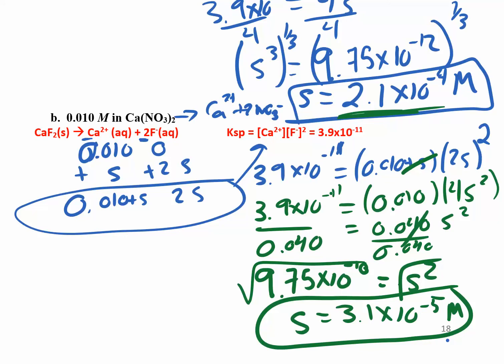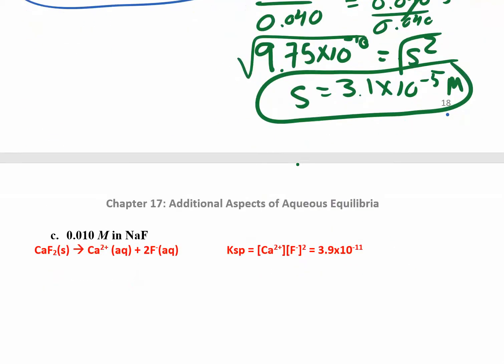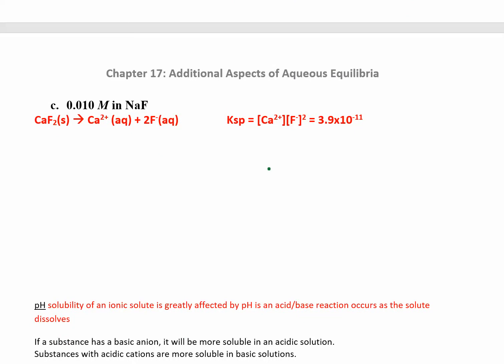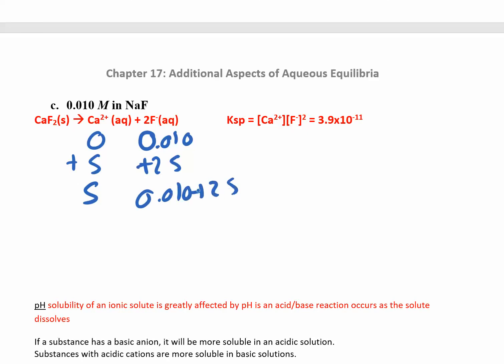Let's try one more example. Same equation, just now we have a different ion. Let's try what happens when we have sodium fluoride in there. So now we have an initial fluoride concentration. We're going to start here with 0.010. We don't have any calcium. We're going to add some calcium and some fluoride ions. So at equilibrium we have S and 0.010 plus 2S. Now I'm going to take this and plug it in here.